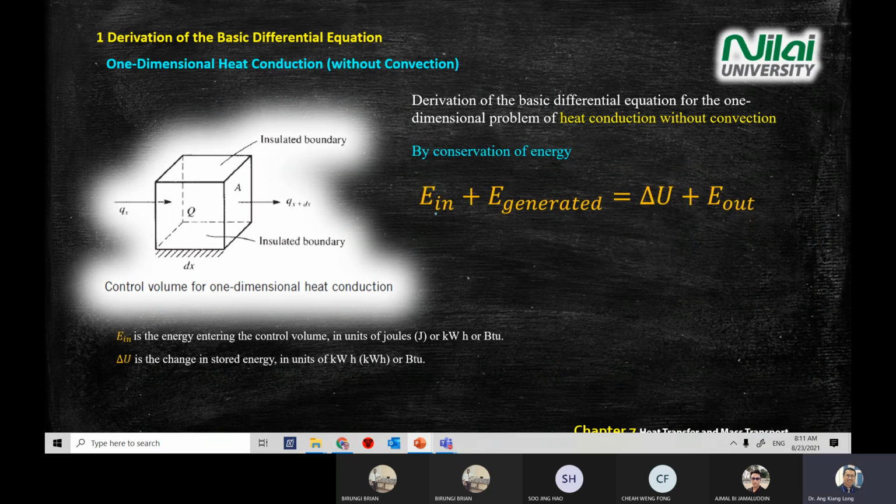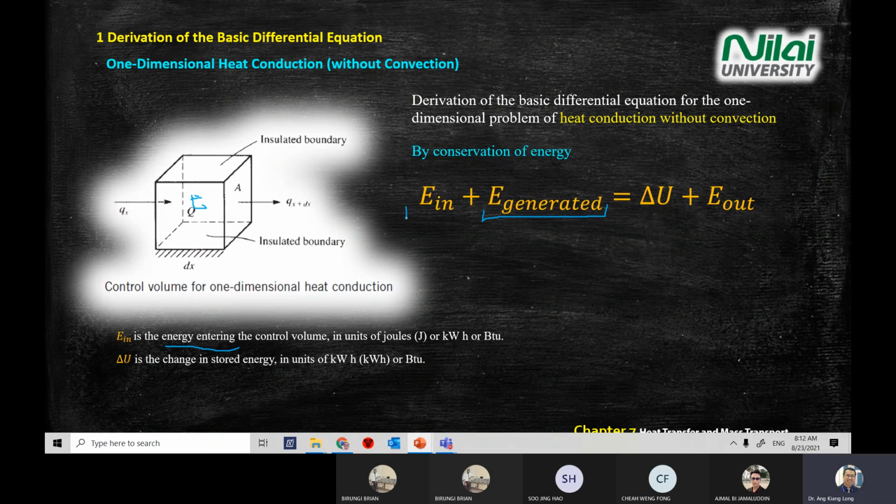So on the left hand side is capital E, which is the energy entering the control volume. This one on the left is the energy that we supply plus energy generated. If you have something inside here that can generate energy itself, let's say a radiation object that can generate heat, or a chemical that can generate heat, then you need to include the energy generated from inside.